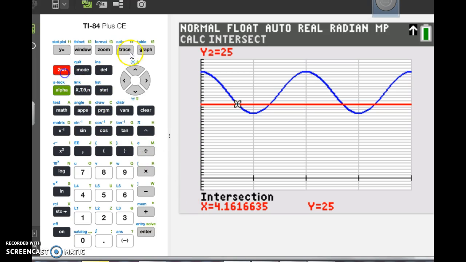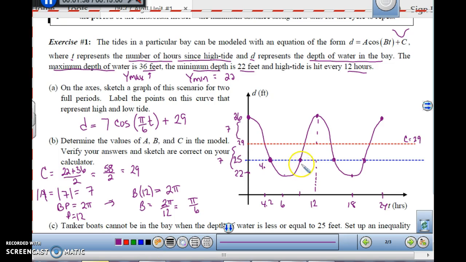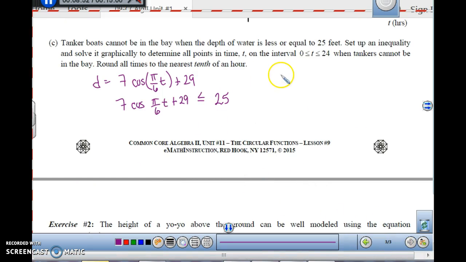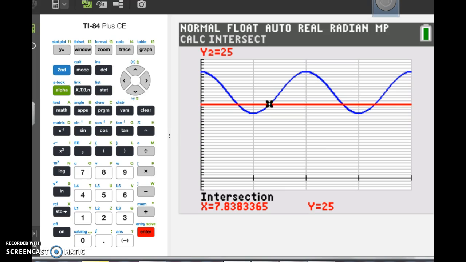So I'm going to do the same thing. Second, trace, intersect, enter, enter, and then I'm going to move over to here. Enter, and I get 7.8. So this one's going to be at 7.8 right here. Okay, so my first interval is going to be from 4.2 to 7.8. And then my second interval, where it's less than or equal to 25, would be from here to here.